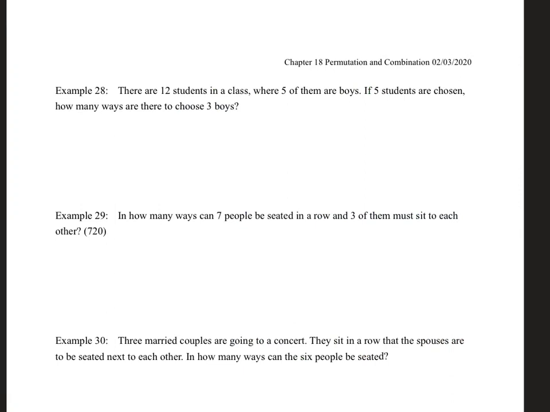Next, we jump to example 28. There are 12 students, 5 of them are boys, so I like to write 5 boys, 7 girls separately. You want to choose 5 students, and how many ways do you choose 3 boys? That means you're choosing 3 boys and 2 girls, respectively. So the calculation won't be very hard, because from 5 boys you choose 3, from 7 girls you choose 2, and you check from your calculator to obtain the answer.